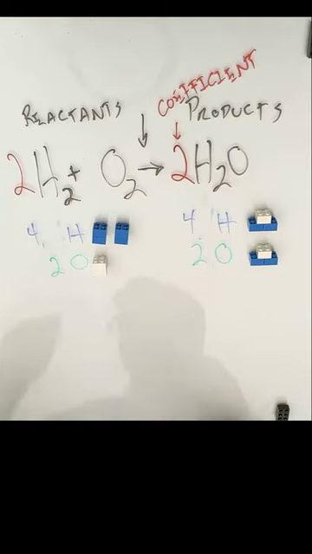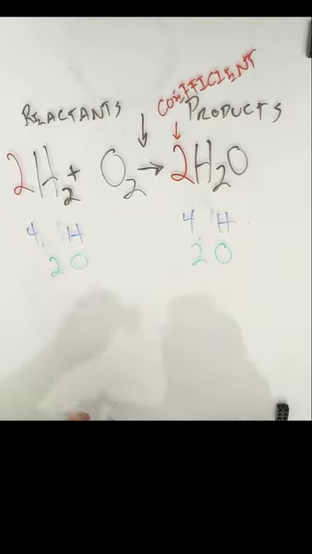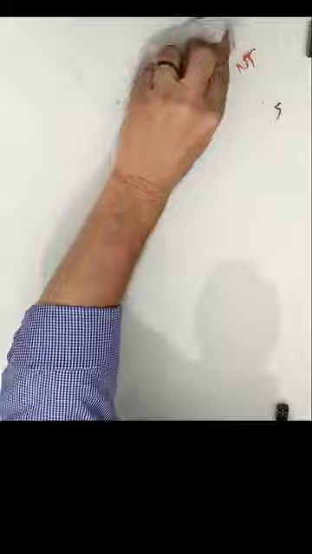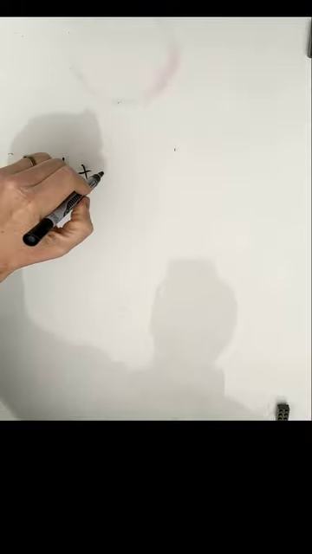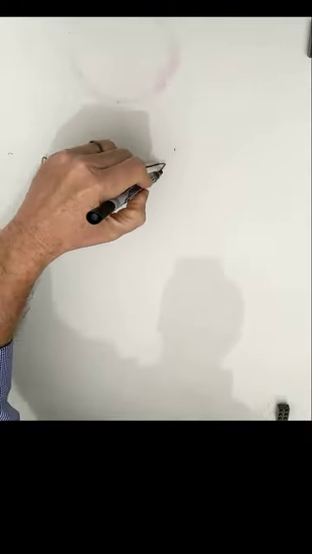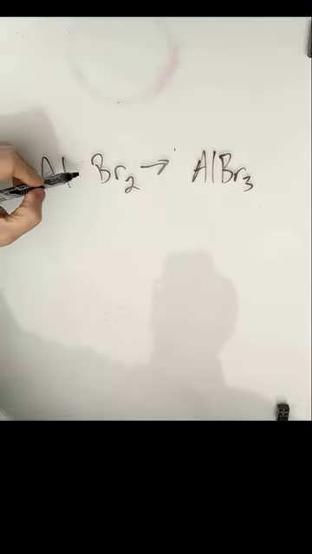Okay, so let's take a look at another equation. Okay, so we have aluminum and bromine produces aluminum bromide. Okay, so that's a different equation.